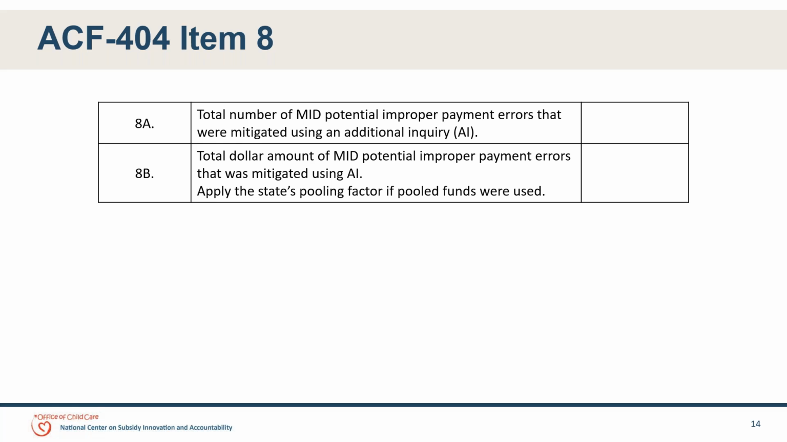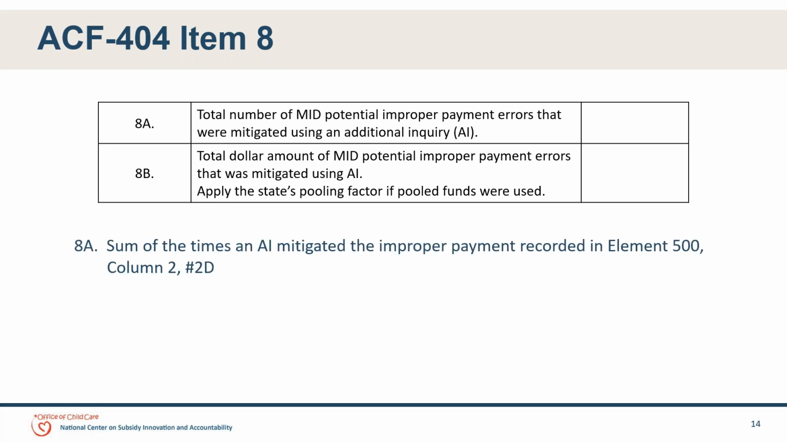Item 8A is asking for the total number of MID potential improper payment errors that were mitigated using an additional inquiry. And this is found by summing up element 500, column 2, number 2D of your record review worksheets. In our example, there were 5 MID potential improper payment errors mitigated.